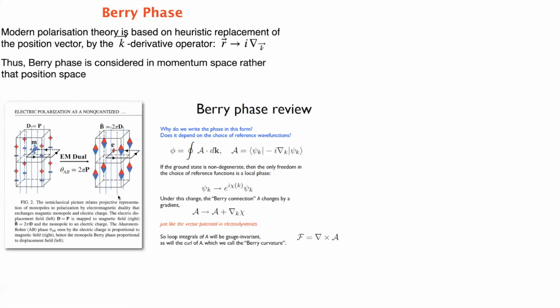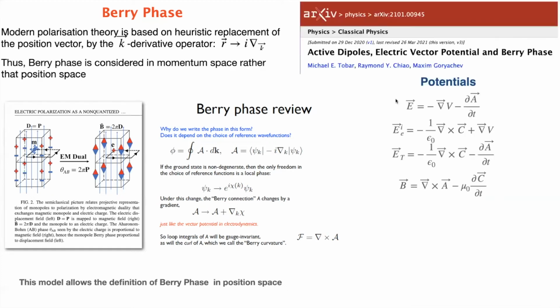But let's have a look back at this paper where we use the magnetic current boundary source. This model allows the definition of Berry phase in position space rather than k space or momentum space. We have this electric vector potential, which we call C, and we can relate all these different fields in terms of potentials. The electric field is related by the usual potentials, but our polarization, or our impressed electric field, which is external, is related by electric vector potential and the scalar potential. And this total field, which is more like a D field, is what couples to the vector potential. So C is electric vector potential.